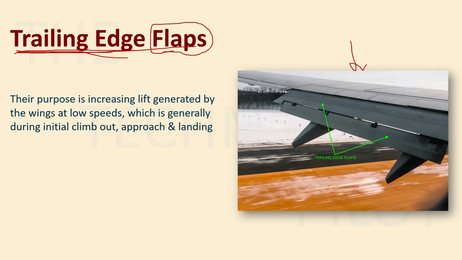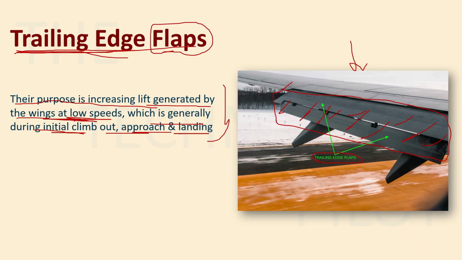So, in this particular diagram, you can see that this particular section of the wing is known as your flaps, or to be more precise, trailing edge flaps. So, why do we need them? What purpose is it serving? So the purpose is increased lift generated by the wings at low speeds, which is generally during initial climb out, approach, and landing.